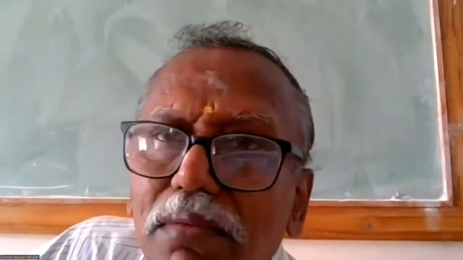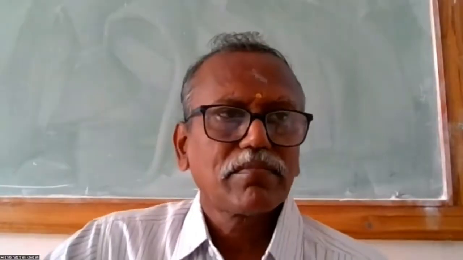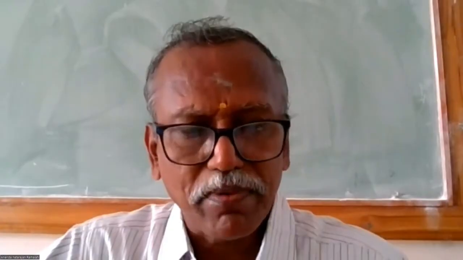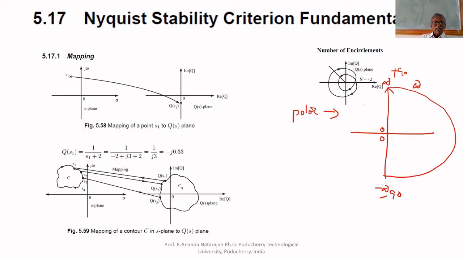So far we have seen Bode plot and gain margin, phase margin. And then we have seen how to adjust K by using Bode plot. Now we are going to see polar plot and Nyquist plot. To understand Nyquist stability criterion, first of all, we must know what is mapping.